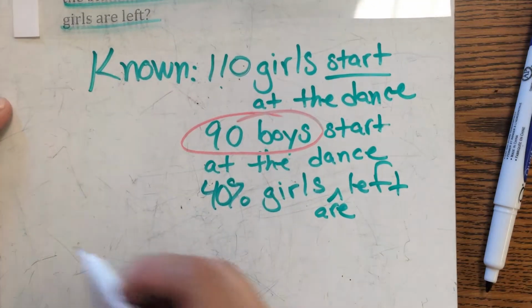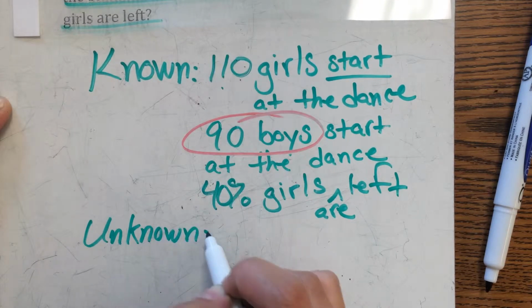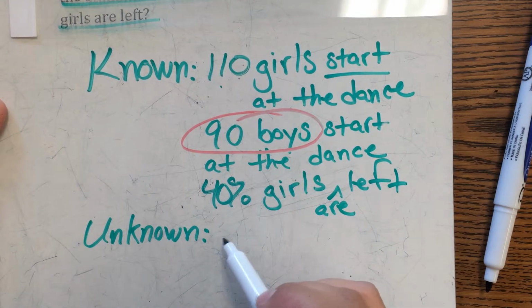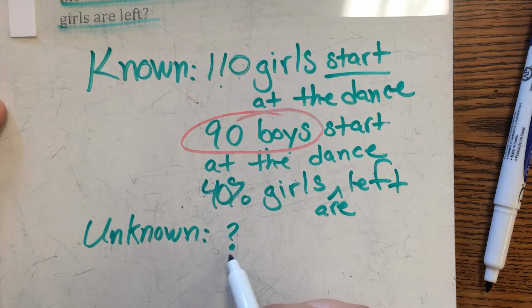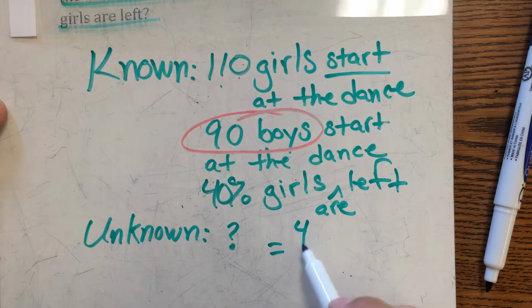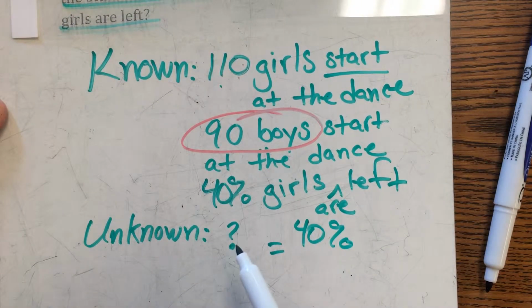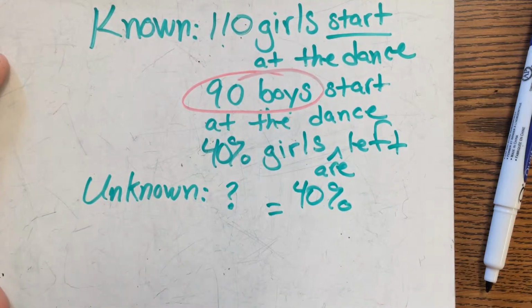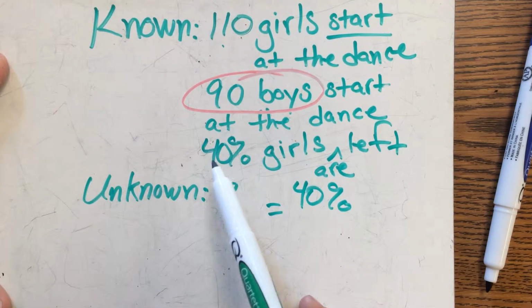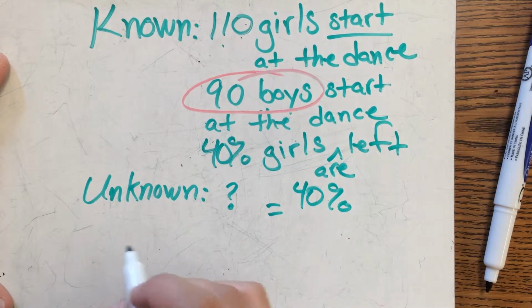Okay, unknown. I don't know how many girls represent 40%. I don't know. I'm going to find out. If 40% of a group of people are girls, how many are boys?